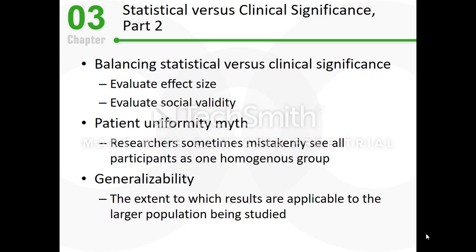All patients are not the same. Some researchers have a tendency to think of all patients as being the same. That affects how information is collected and interpreted and used. Generalizability is when we're taking our information and saying these results are applicable to the larger population that has been studied.